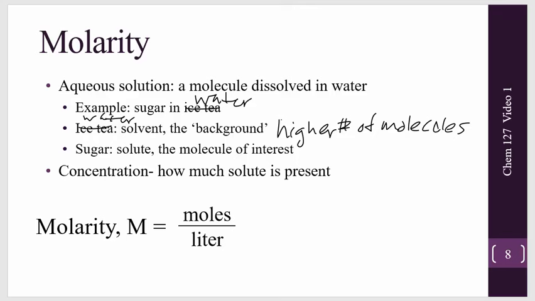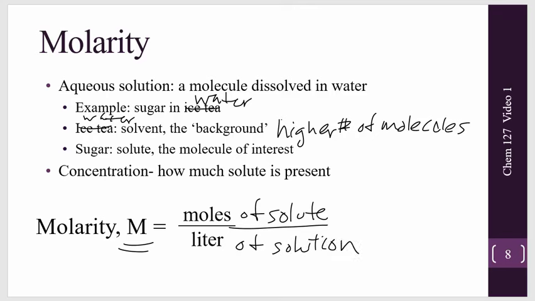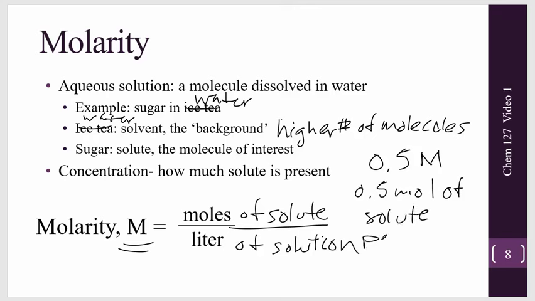We have a certain unit for concentration called molarity, symbolized with a capital M, and that is moles of solute per liter of solution. Just as an example, let's say we have something that is 0.5 molar. Its molarity is 0.5, which means there are 0.5 moles of solute per liter.